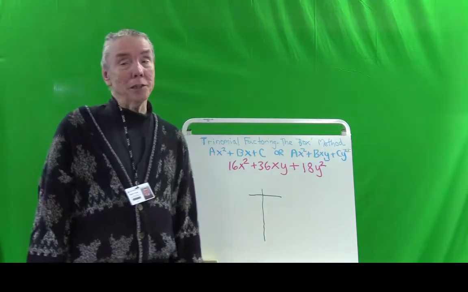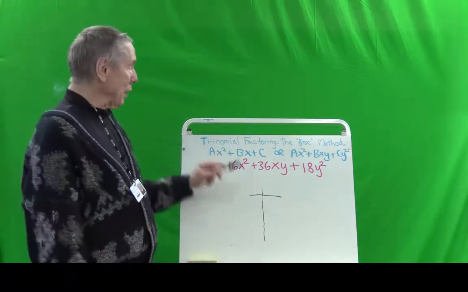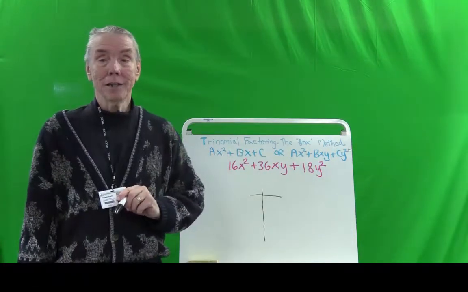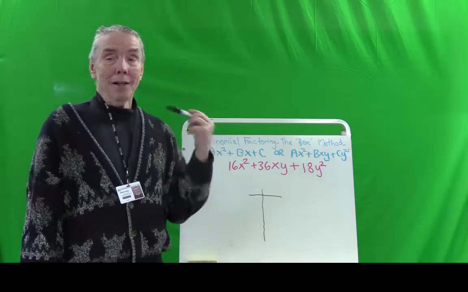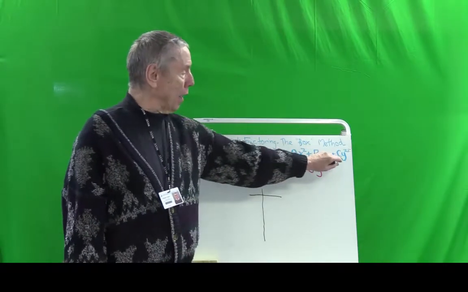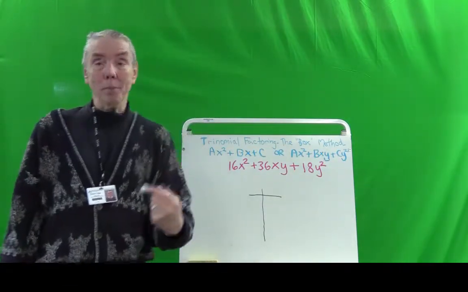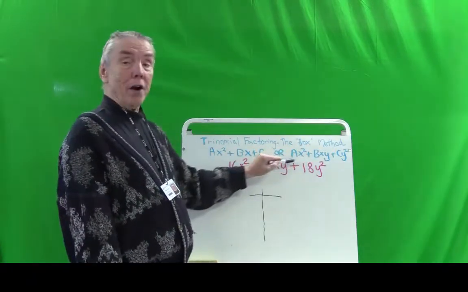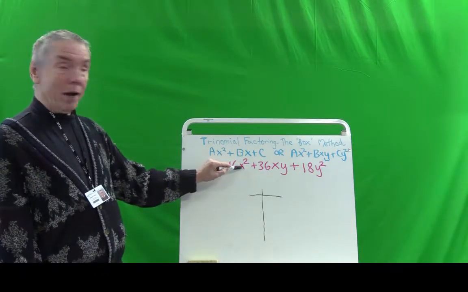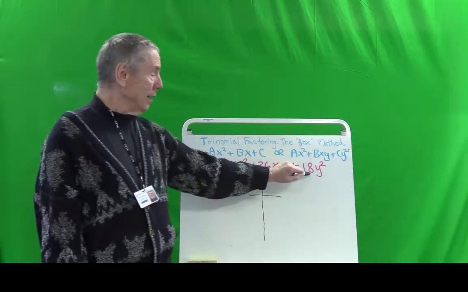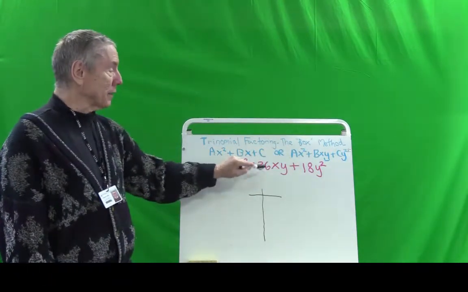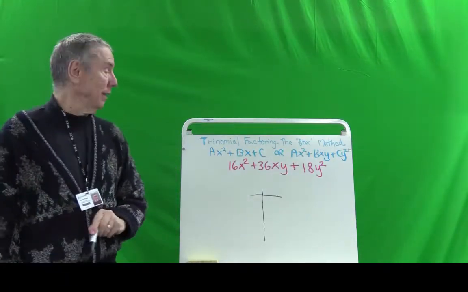In the last video, we saw how to factor a trinomial of the form ax squared plus bx plus c. Today, we're going to show you how a very simple change to ax squared plus bxy plus cy squared can be accommodated. This is known as the two-variable case. So the example I'm going to do is 16x squared plus 36xy plus 18y squared. We see that a is 16, b is 36, and c is 18.